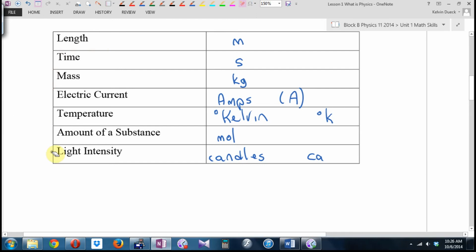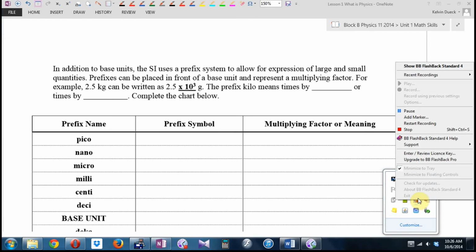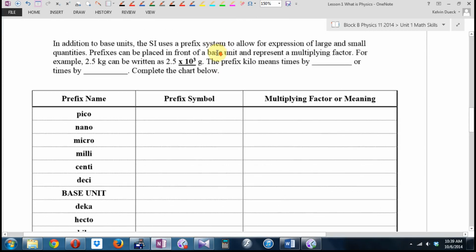So, okay, turn the page. Put your pencils down. I wrote here, in addition to base units, the SI system uses prefix units, what you folks probably called metric units, to assign a multiplying factor, large or small, to the original unit. For example, 2.5 kilograms can be written as 2.5, and then kilo is replaceable with times 10 to the third power. Grams. The prefix kilo means times by 1,000 or times by 10 to the third.